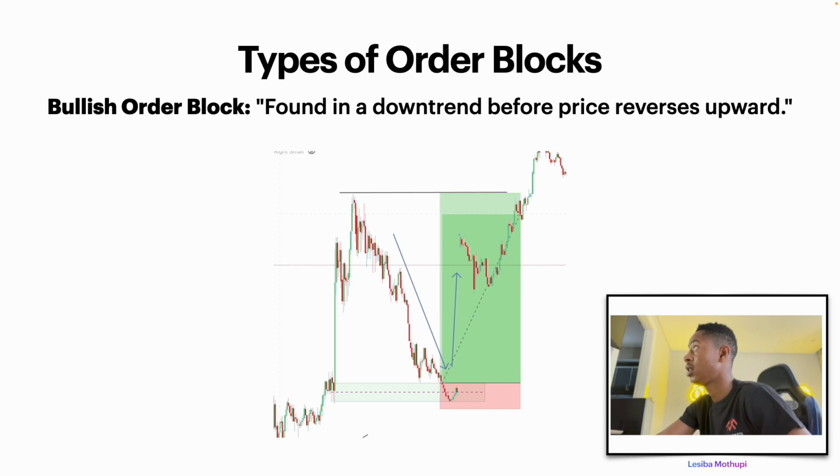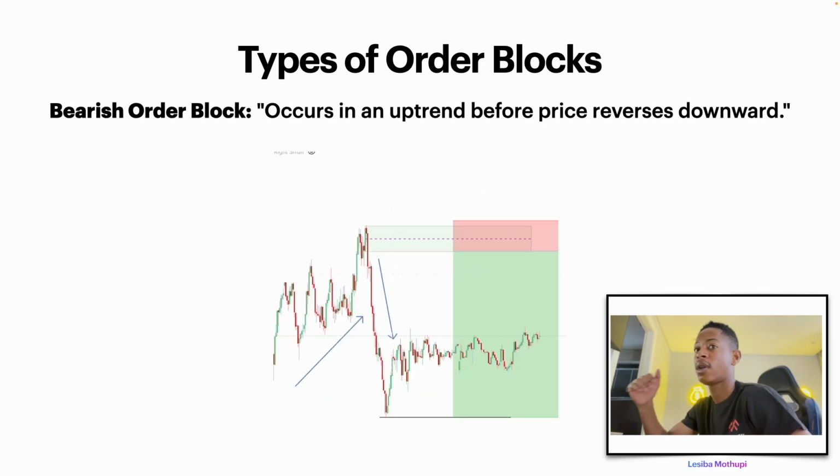So let us look at the types of order blocks. There is the bullish order block, which is found in a downtrend before price reverses and pushes upwards, meaning that whenever it's a downtrend, the market will present a bullish order block for it to reverse and then go upwards. You can see more like this: price was moving downwards, where the arrow is pointing down. And then as soon as it got to the order block, price reversed and continued its bigger direction, which was bullish.